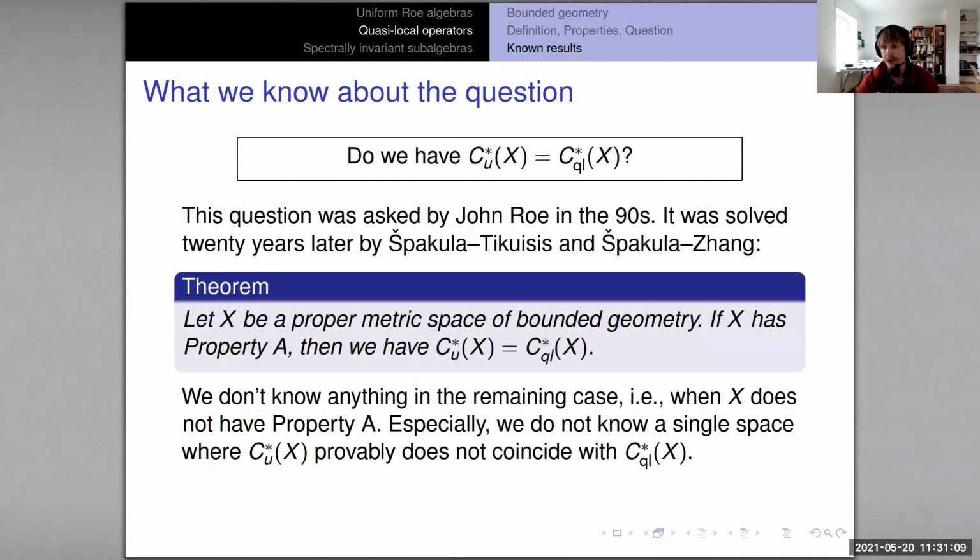Wow. So therefore, you captured a lot of the metric information. Basically, almost everything of the metric information is captured in these algebras. Interestingly, we have to assume property A for this to be true. And I think, again, nobody knows what happens if you drop this condition.